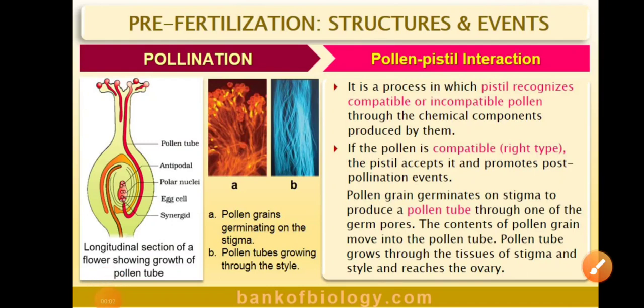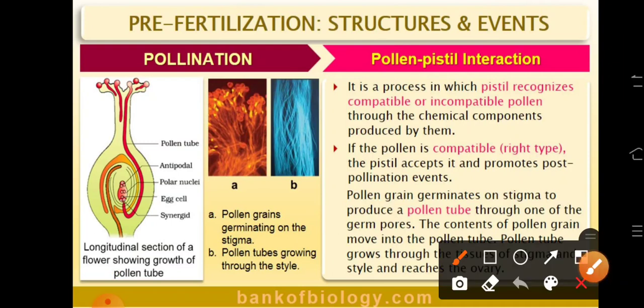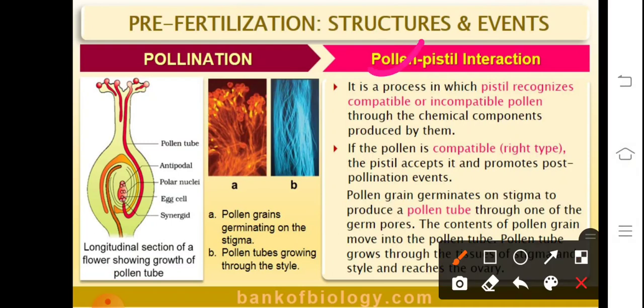Dear students, in this module, we'll be continuing with our ongoing chapter, Chapter 2, Sexual Reproduction in Flowering Plants. Firstly, we'll be talking about the pollen-pistil interaction. Basically, it is a process in which the pistil recognizes the compatible or the incompatible pollen through chemical components.